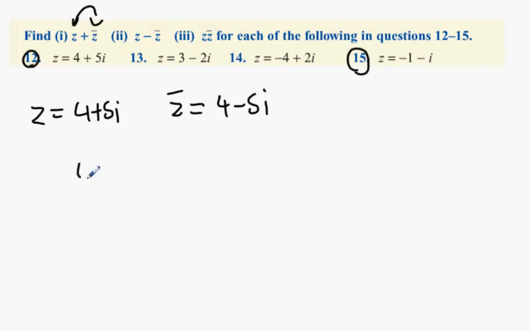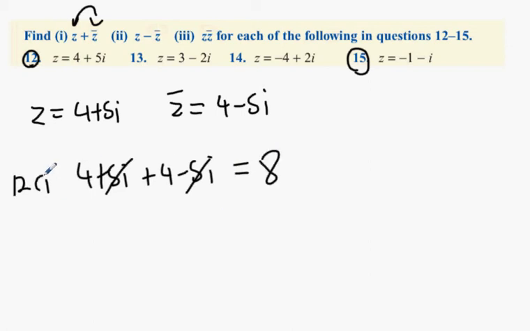What happens when you add the original number on to its conjugate? So what happens there, guys? The 5i's cancel and you're going to get 4 plus 4 equals 8. So 12 part 1 is 8.